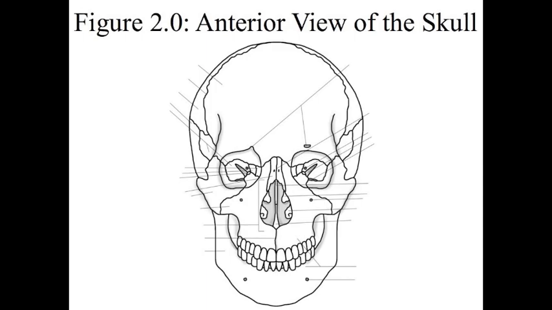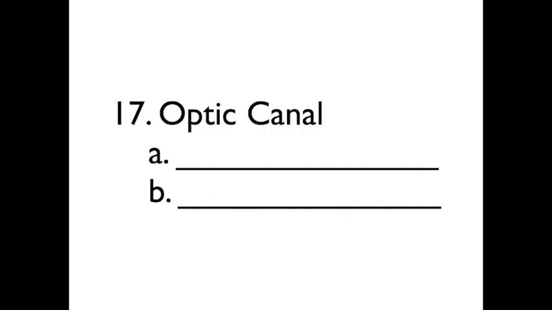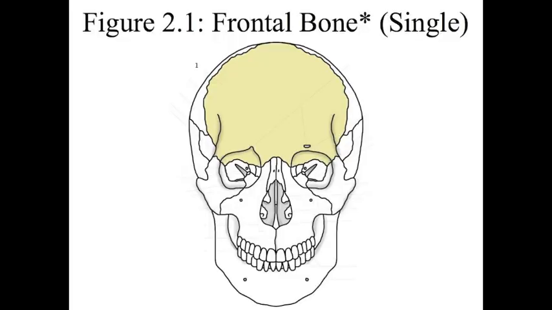Figure number 2 is the anterior view of the skull. There are a couple new features on this page. One is that there are asterisks by certain words. That asterisk indicates that it is a bone that forms part of the orbit. There are 7 bones that form the orbit. Another piece is the underlined blanks in your book. That's a place where you're going to be able to write the nerve or the vessel that passes through each foramen in the skull. The first item of figure 2 is number 1, the frontal bone.